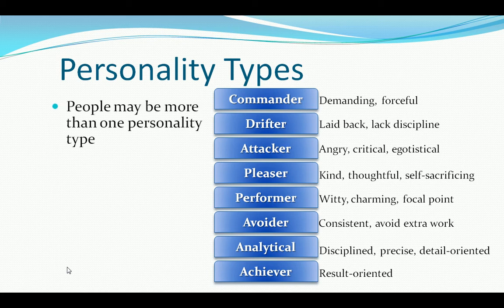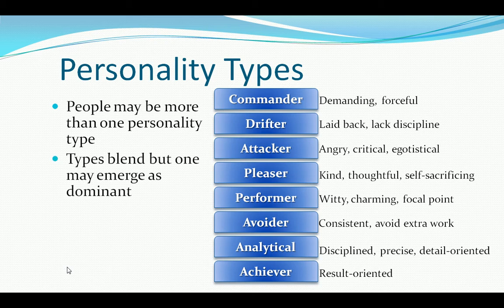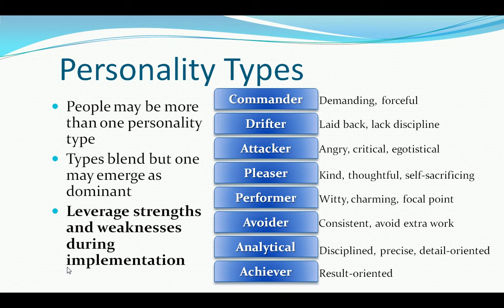So a lot of folks will have more than one of these personality types, and we'd all be pretty flat characters in a book if we were exactly one of each of these types. So more often than not, people will be a combination of a few of these. But typically, they'll blend, but one of them will emerge as the dominant personality type. So if you can identify what personality type you're dealing with, it certainly helps you sway that person or persuade that person to your argument, which in this case is implementing IT security policies. So you can leverage the strengths and the weaknesses of these different personality types during the implementation to get these folks to implement these policies.